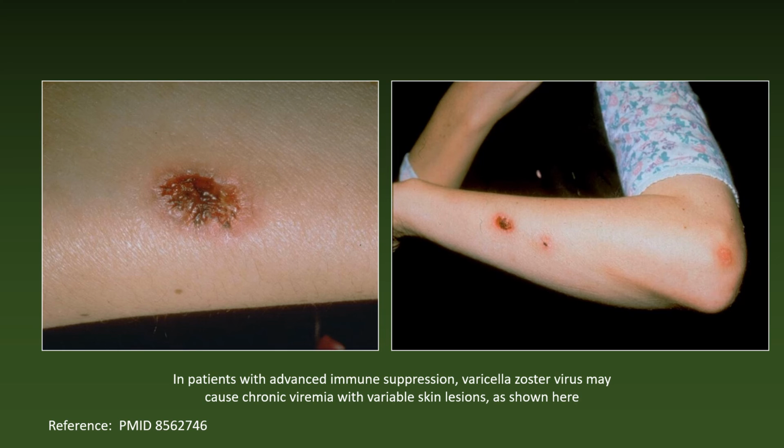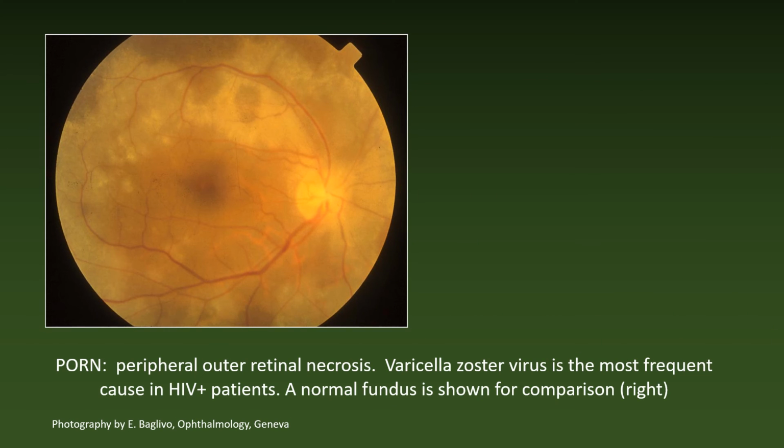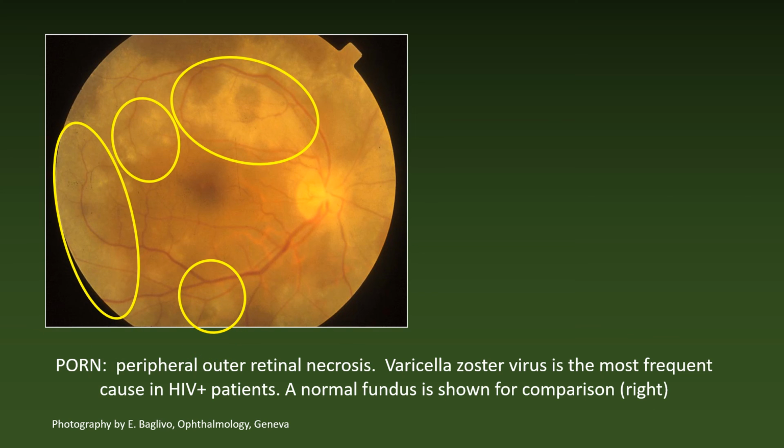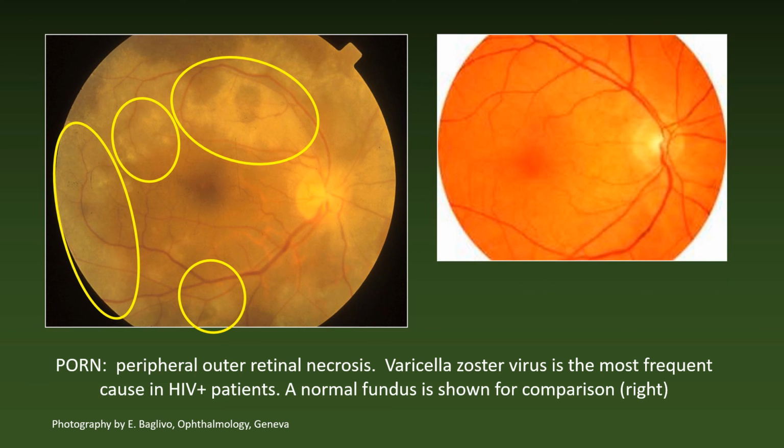In patients with advanced immune suppression, varicella zoster virus may cause chronic viremia with variable skin lesions, as shown here. A particularly feared complication of chronic zoster infection is PORN, progressive outer retinal necrosis. Varicella zoster is the most frequent cause in HIV-positive patients. Large areas of the retina are destroyed within a few weeks, leading to blindness. A normal fundus is shown for comparison.